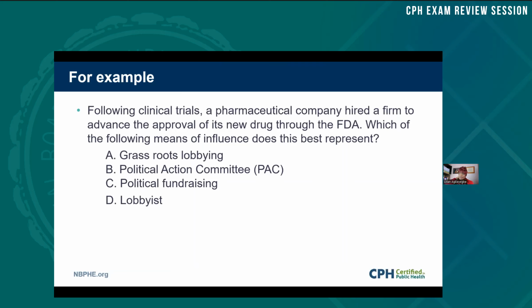So a pharmaceutical company is not likely to get grassroots lobbying because members of the public are not so aligned with pharmaceutical companies. What they would have is a registered lobbyist who is representing their interest and can speak for them. So yeah, D is the answer for this one.